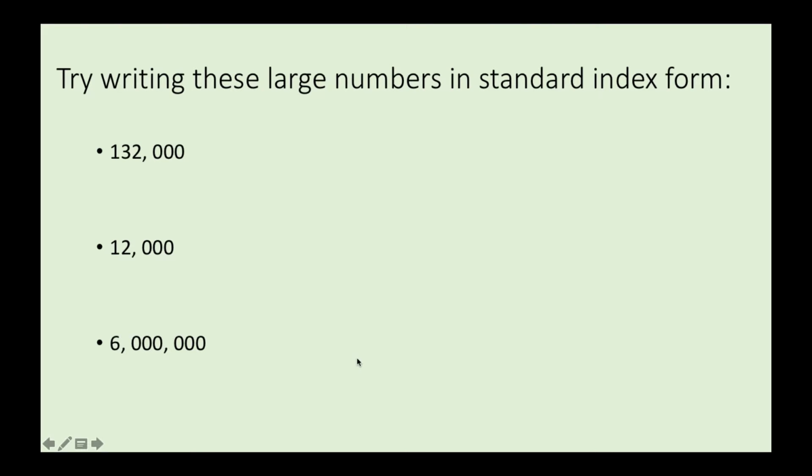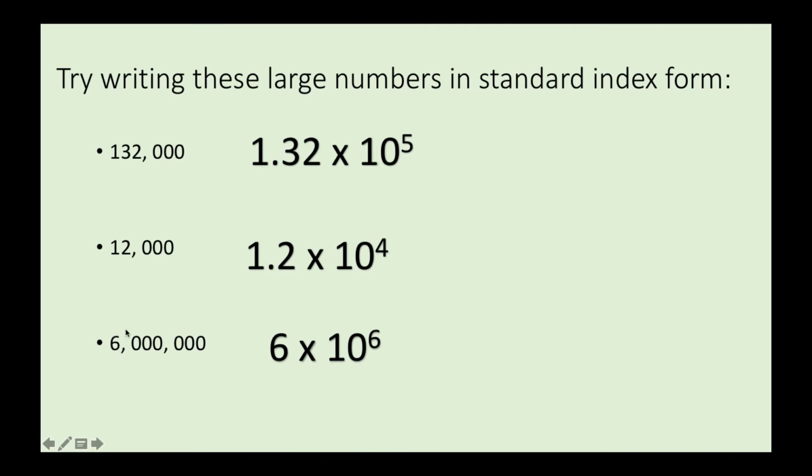Okay, if you've paused the video and had a go, let's have a look at the answers. This one here is 1.32 times 10 to the power of 5. That's because I've put my decimal point there and I've gone 5 times to the right. 1, 2, 3, 4, 5. So in effect, I've times by 10, 5 times. This one, remember, make it small. 1.2 times 10 to the power of 4 because I've gone from my decimal point here, 1, 2, 3, 4 times. And finally, this one, we'll leave it as a 6, and we've gone 1, 2, 3, 4, 5, 6. So 6 times 10 to the power of 6.